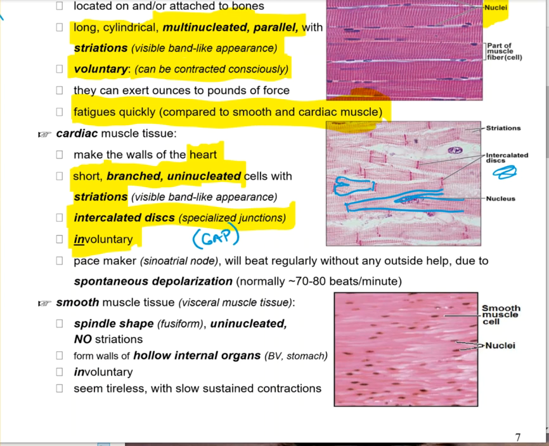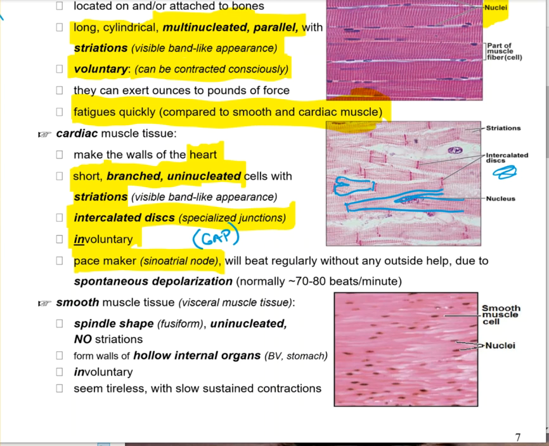The other thing that's very interesting is they have pacemaker cells, and we'll talk more about these later, but they beat on their own without any outside help, and they tend to depolarize on their own without any stimulus at around 70 to 80 beats per minute, sometimes even higher.